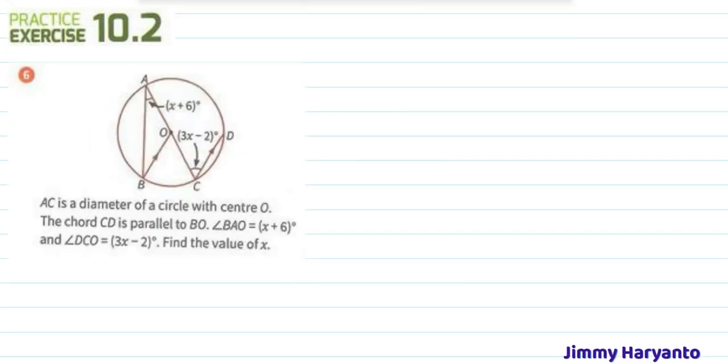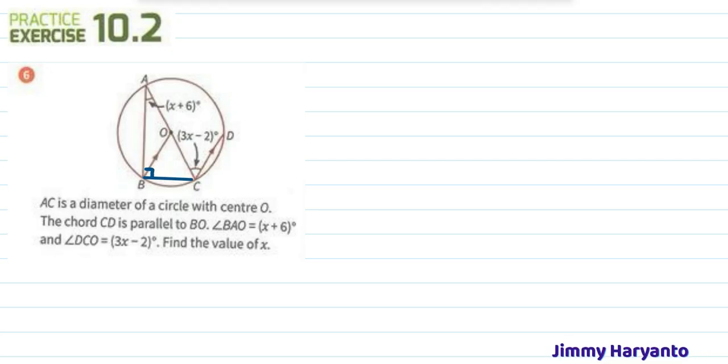And then next is 10.2, question 6, diameters. So we have diameters right here. That means I can create a circumference angle like this, and that means this one is 90 degree. I don't know whether that will be useful or not, but let's draw it like that first.